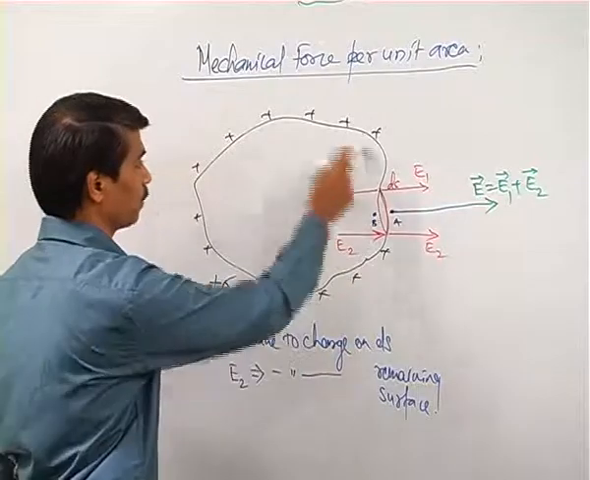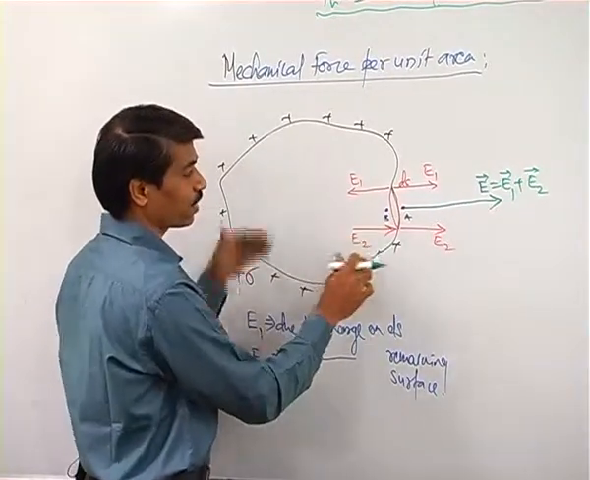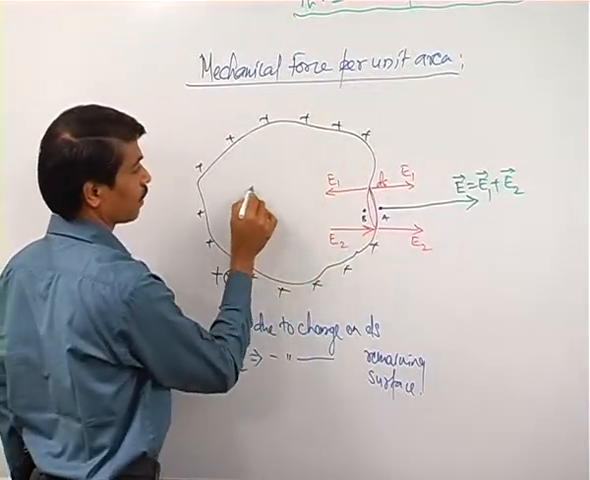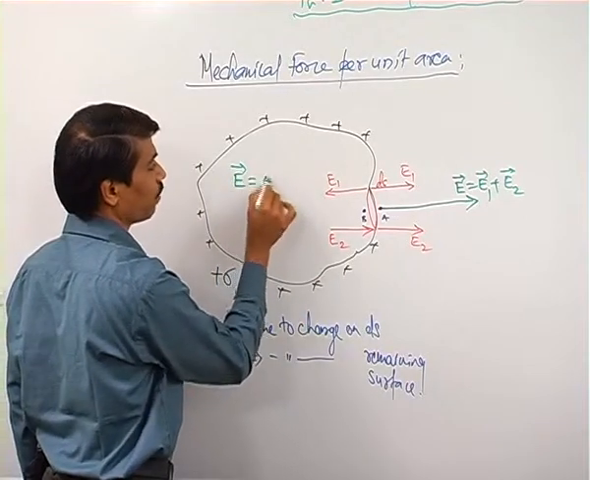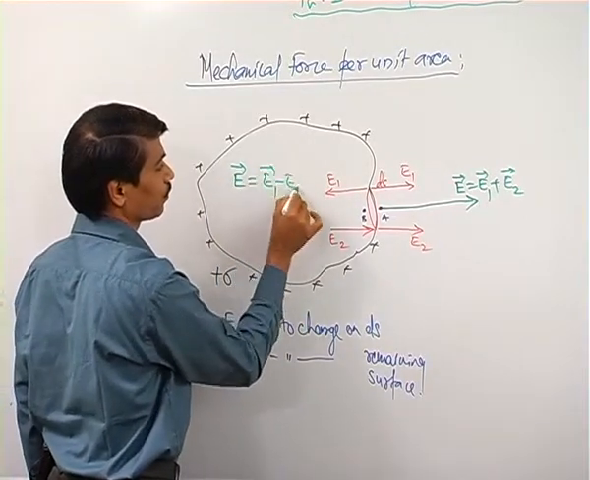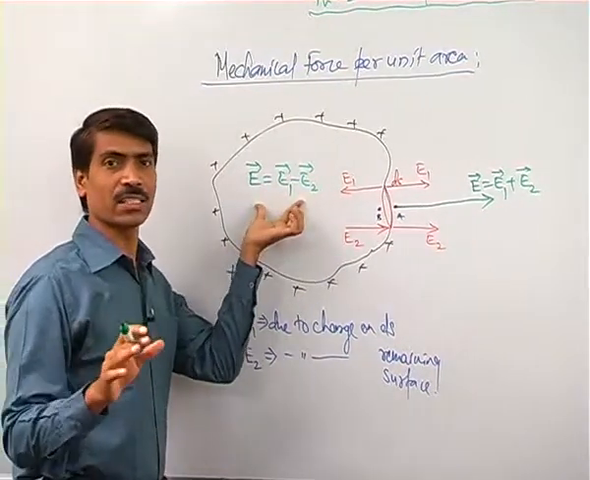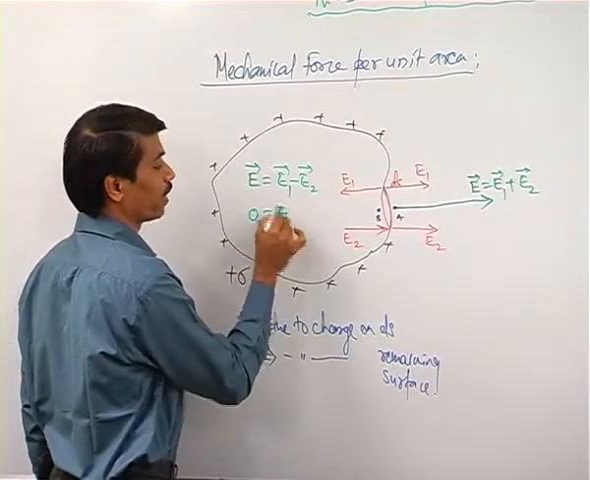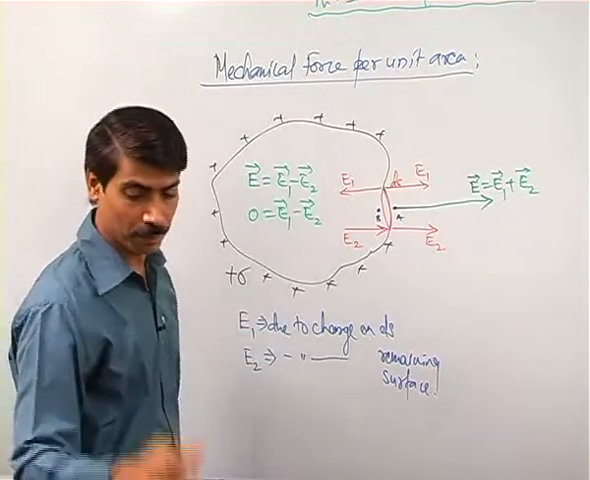Now say inside the conductor. Inside the conductor, the directions of E1 and E2 are opposite, like this. Therefore, inside the conductor, the resultant intensity E bar is equal to E1 minus E2. But we know that inside the conductor the electric intensity is always 0. So the resultant is 0, and it is equal to E1 minus E2. This is about the diagram.